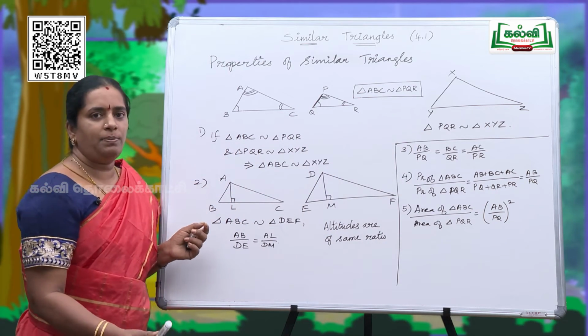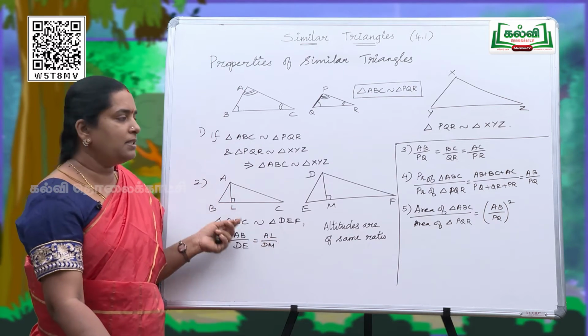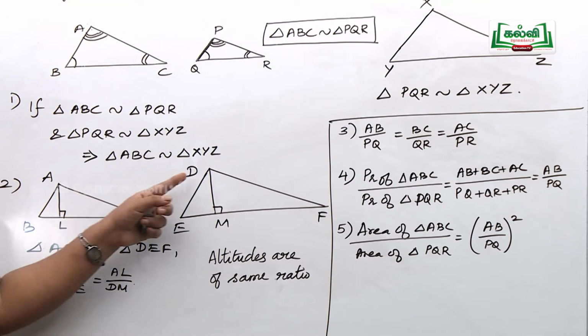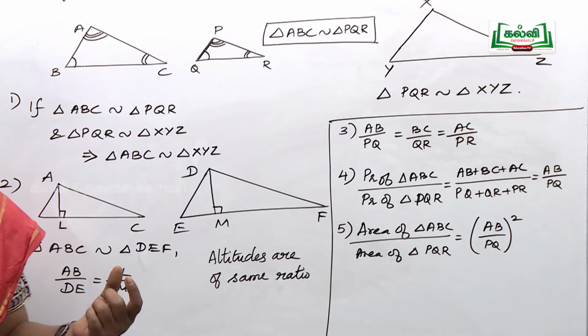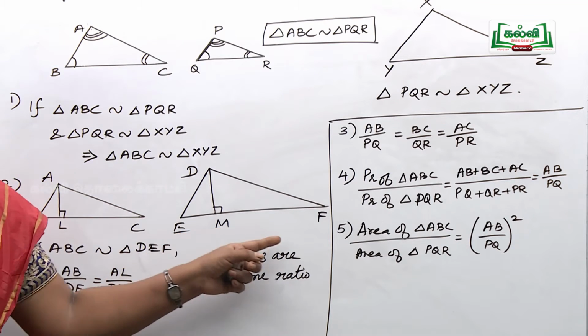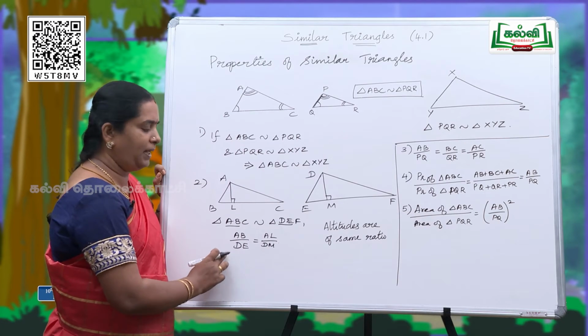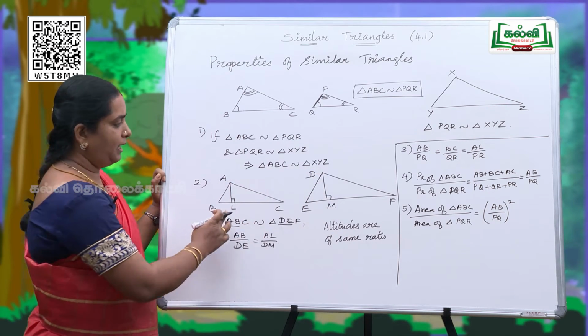Okay. See the next property, about the altitudes, that is height, the perpendicular distance from the vertex to the opposite side. So the altitudes of similar triangles are in the same ratio as their sides. That is, triangle ABC and triangle DEF are similar here. Then we can say that the ratio of the corresponding sides AB by DE is equal to the ratio of the altitudes AL by DM.